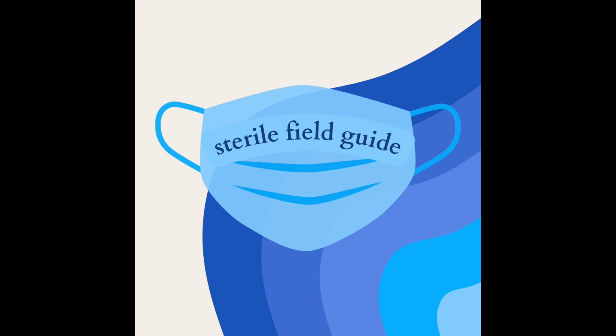Isoproterenol very quickly works equally on beta 1 and beta 2, iso meaning same. This is going to cause increased cardiac output and overall vasodilation. So this is also a choice for cardiogenic shock.